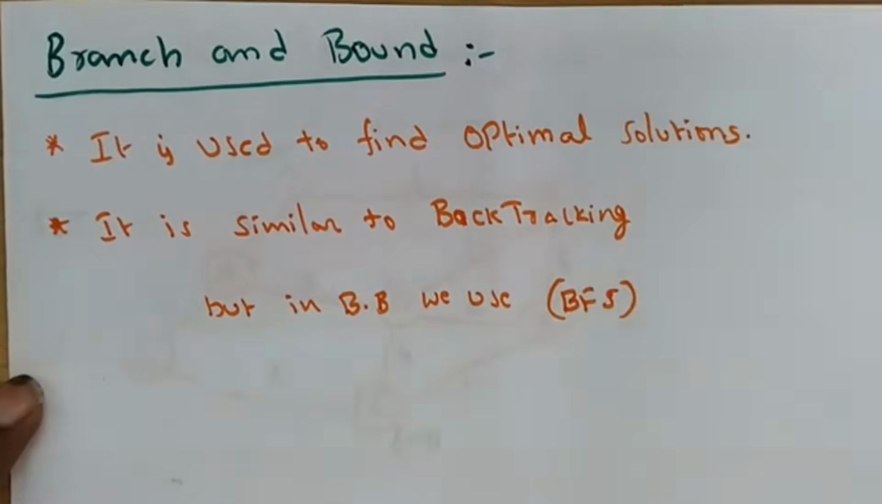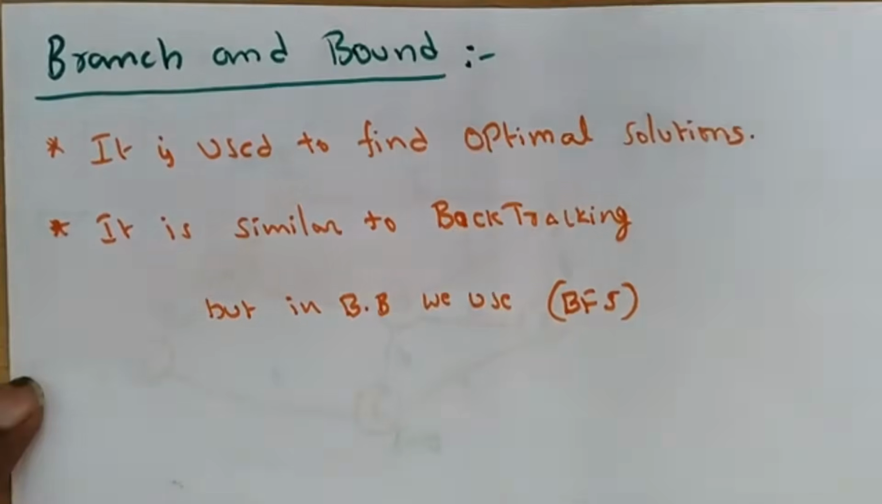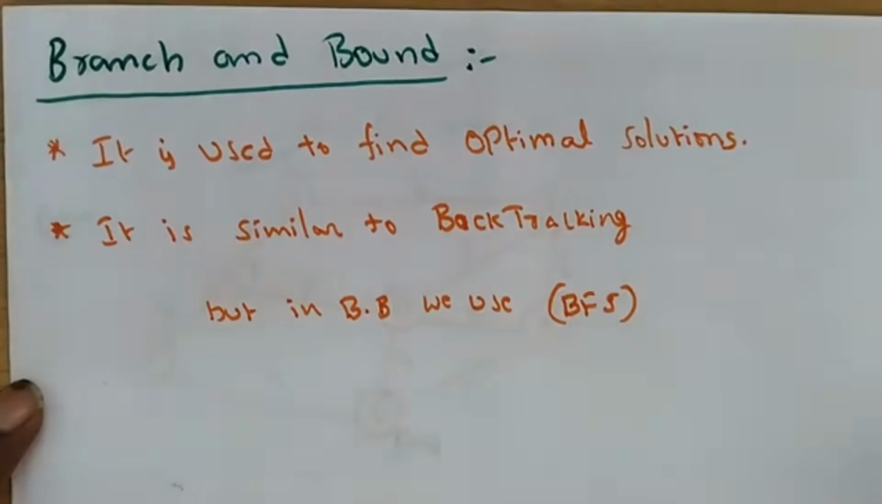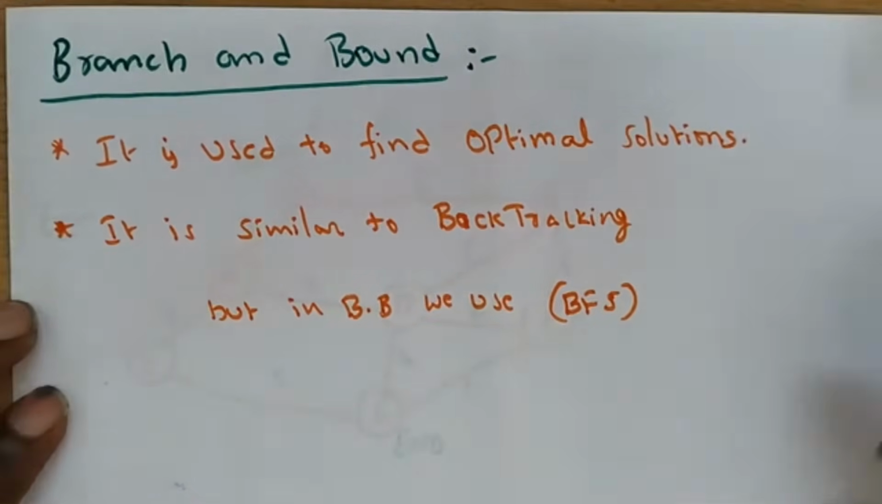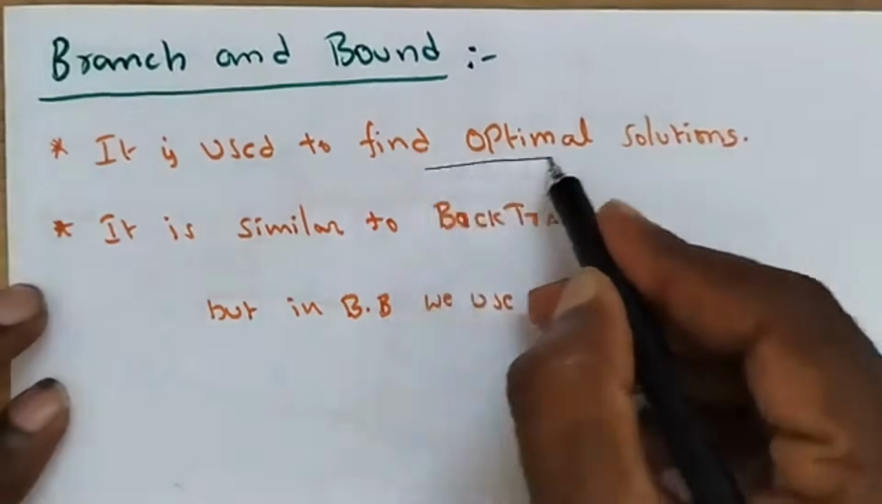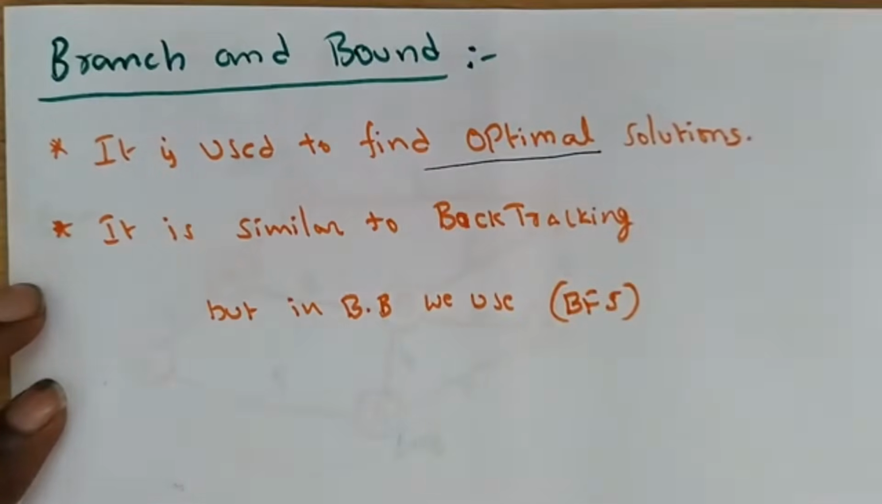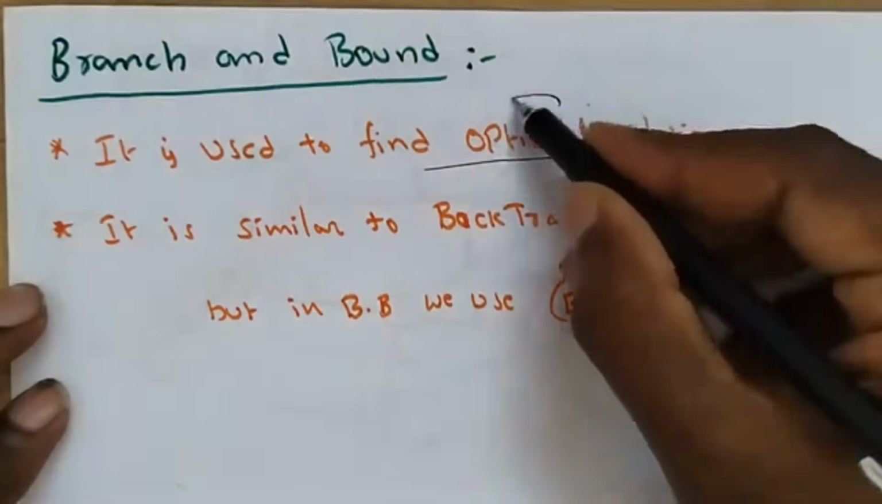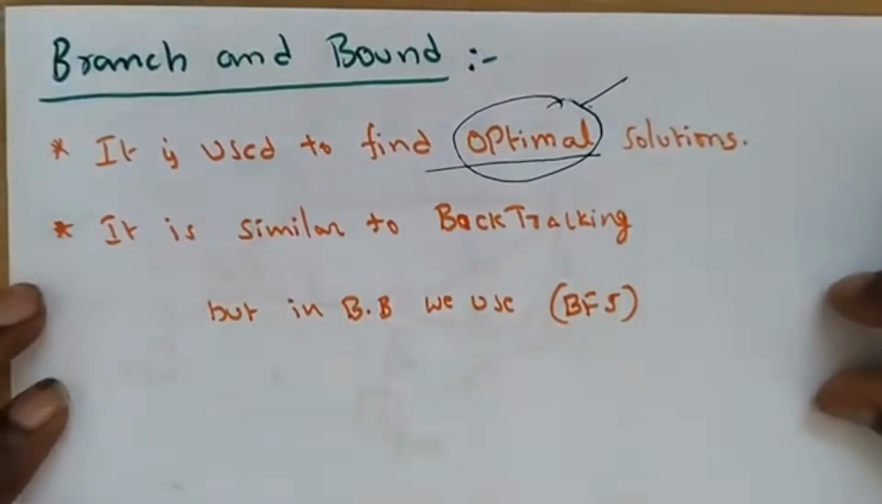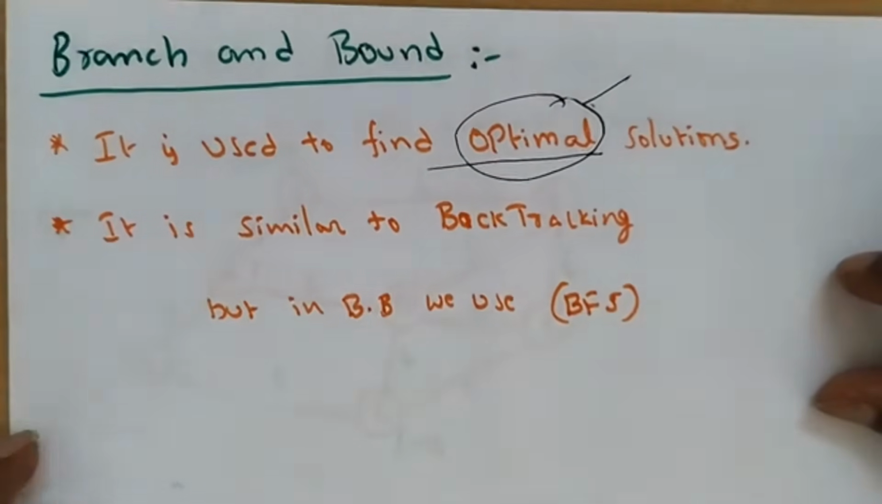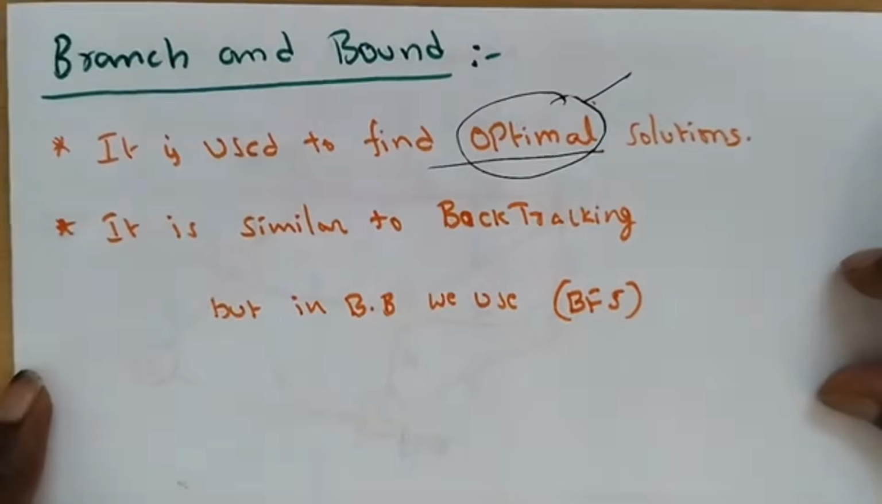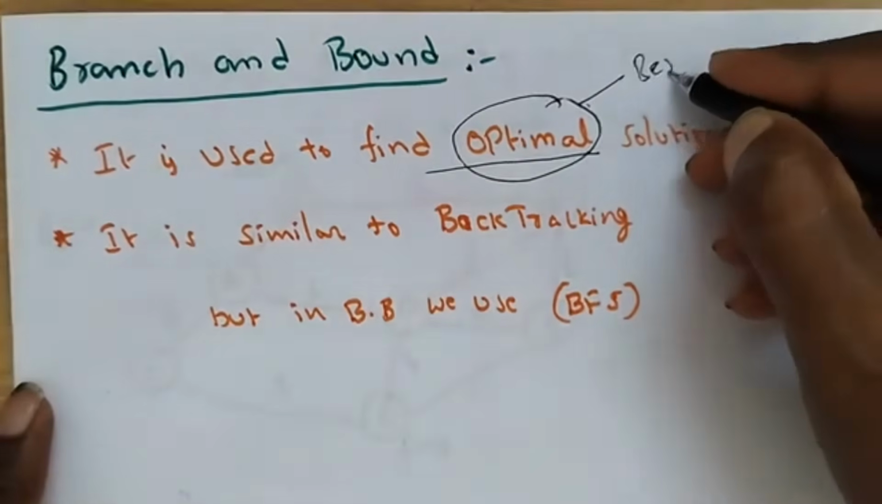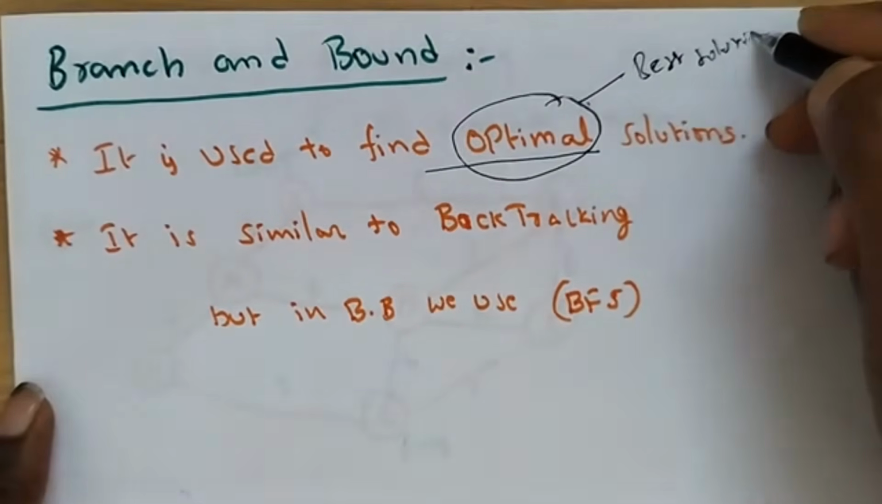In today's video, I will explain branch and bound in the subject of design and analysis of algorithms. First we will see what is the meaning of branch and bound. It is used to find optimal solutions. Branch and bound is a method used to find the optimal solution. What is the meaning of optimal solutions? Optimal solutions are nothing but the best solutions.